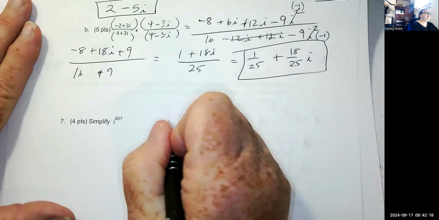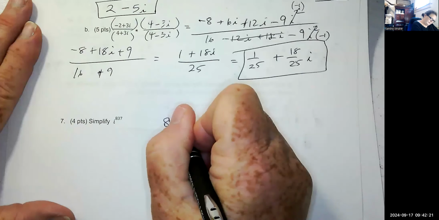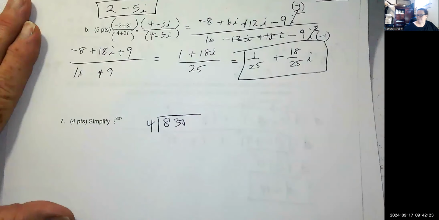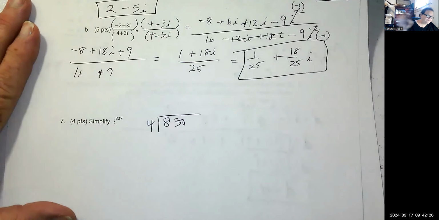Simplify 837. So 837 divided by 4. Calculator.